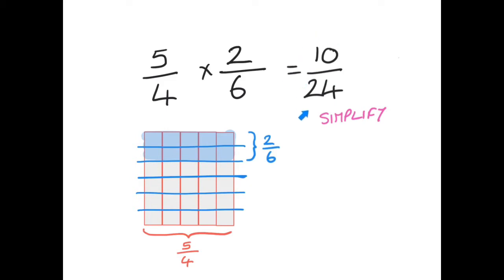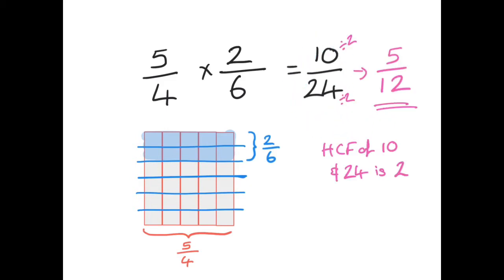And as I'm sure you can see, this answer needs to be simplified. The highest common factor of 10 and 24 is 2. So we divide both of those numbers by 2 and we get our final answer of 5/12, which is the product in its simplest terms.